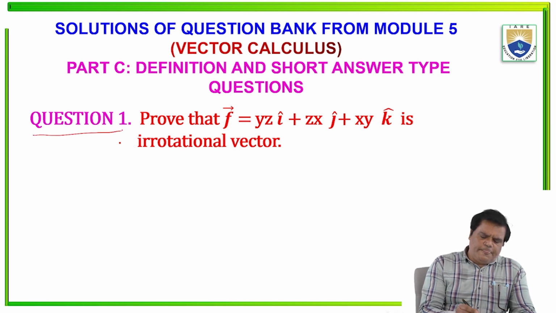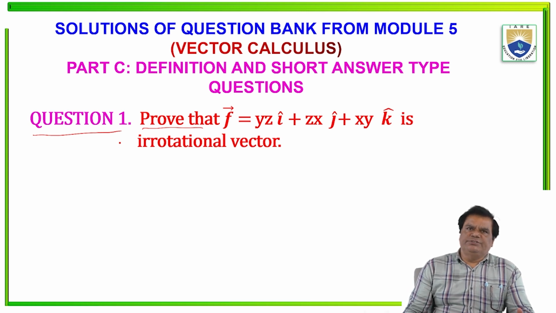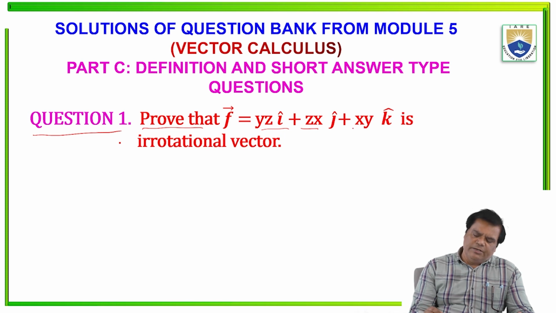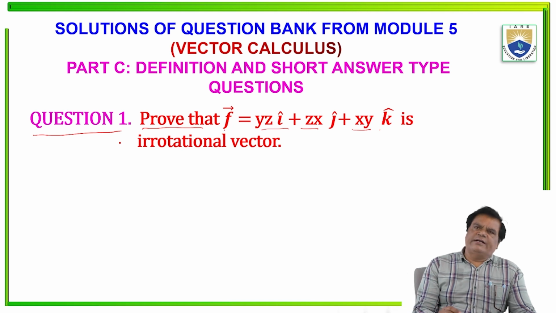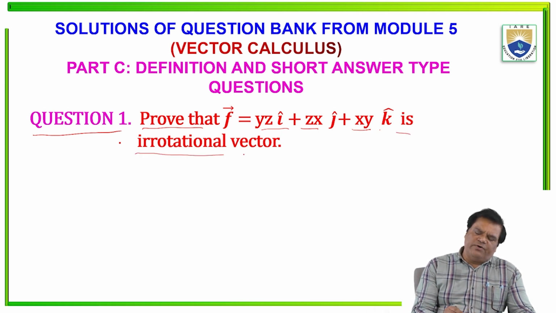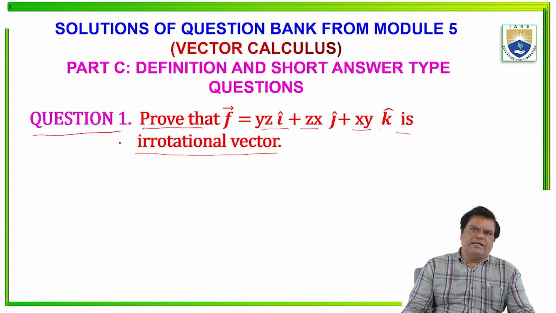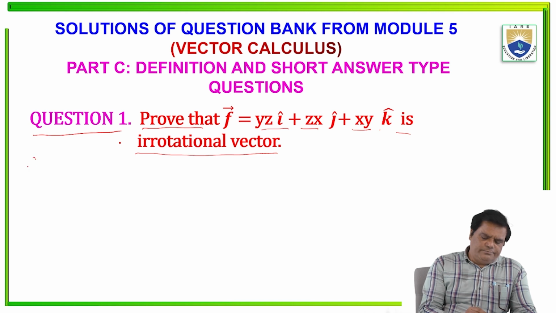First, question 1. Prove that the vector point function F is given in this question: yz i, where i is the unit vector along the x-axis, plus zx j, where j is the unit vector along the y-axis, plus xy k, where k is the unit vector along the z-axis. We have to prove that this vector point function is an irrotational vector. This is a short answer type question from Part C. So I want to prove it. Solution.